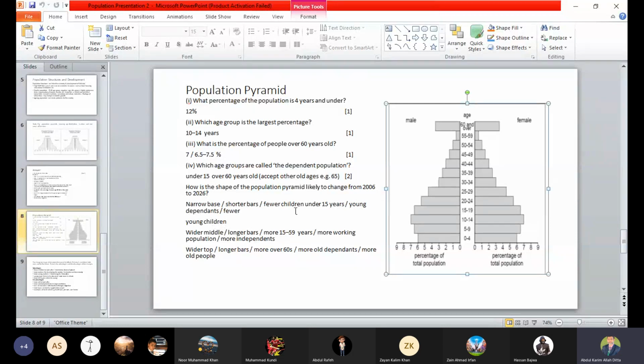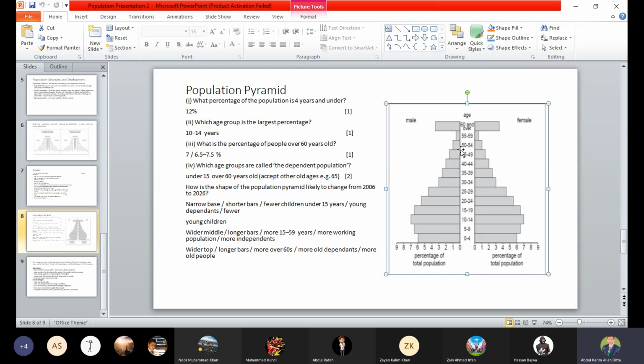Then which age groups are called the dependent population? Sir, under 15 and over 60, because they have to depend on the country's resources. That's why we call them the dependent population. Because under 15, children don't work, and over 60, older people don't work. So we call them dependent population because they have to depend on the country's resources.